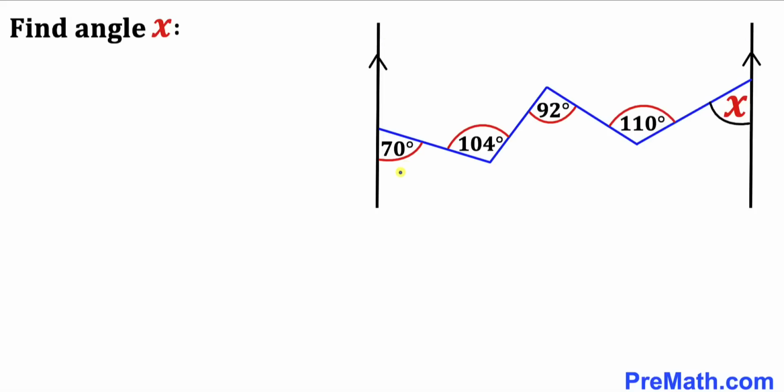In this video, we have got these bunch of transversal lines in between these two parallel lines such that we get angles 70 degrees, 104 degrees, 92 degrees, and 110 degrees. And now we are going to calculate this angle X.